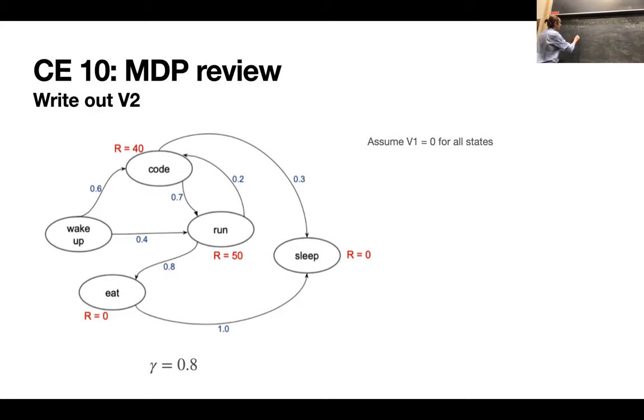So for this example, what are the two possible states S prime we can end up in? With the probability of 40%, no, let's take the first one. Let's take the code first. So with 0.6, which is T, the transition probability of ending up in the code state.